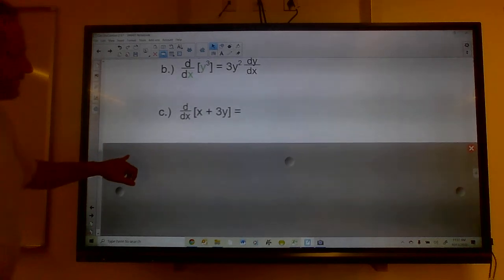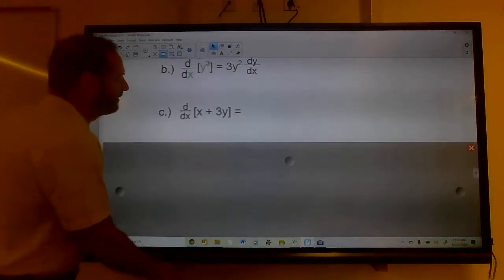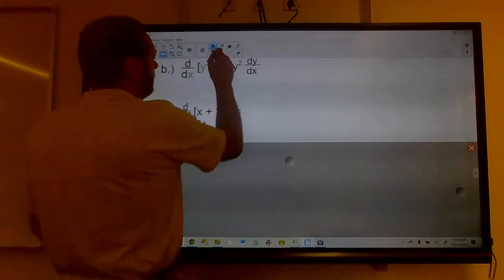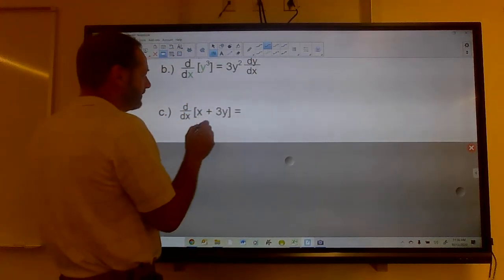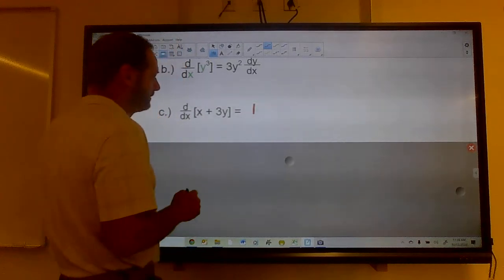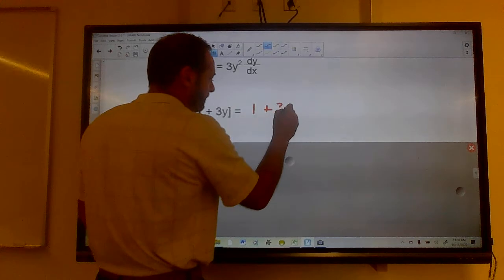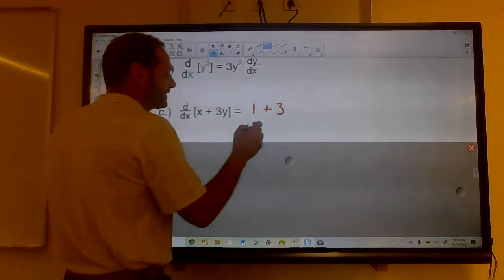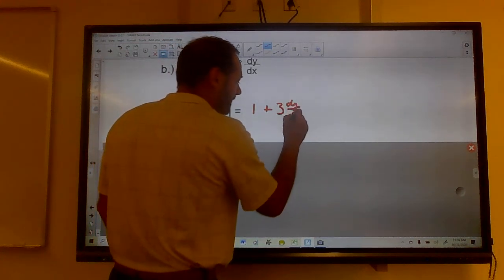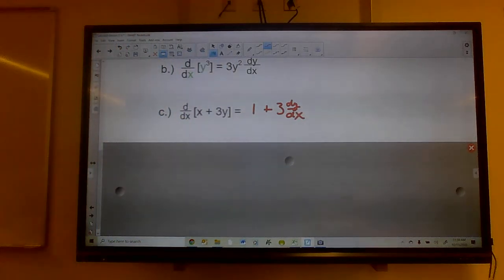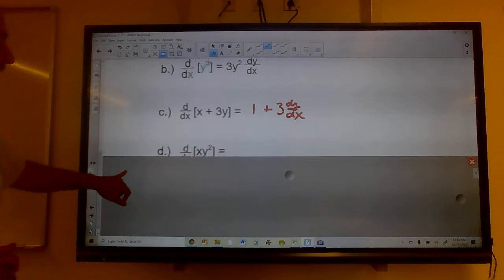So let's look at this one. Find the derivative with respect to x of x plus 3y. Well, the derivative of x is easy. That's just 1. The derivative of 3y is easy. That's just 3, but since it's y with respect to x, I've got to tack on a dy dx out here. And I can't combine those. Those are not like terms. So that's as far as I can go with that.